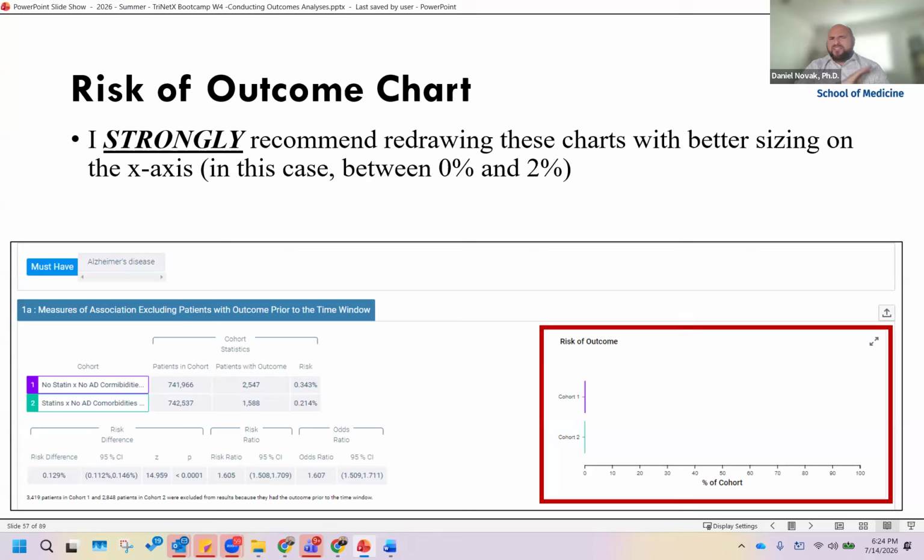Do not copy. In fact, do not screenshot and copy and paste any of these TriNetX screens into your posters or papers. We'll talk about this later. They look terrible. It looks very amateurish. Redraw things, create your own boxes so they print properly. And you'll see here it represents those percentages very clearly.